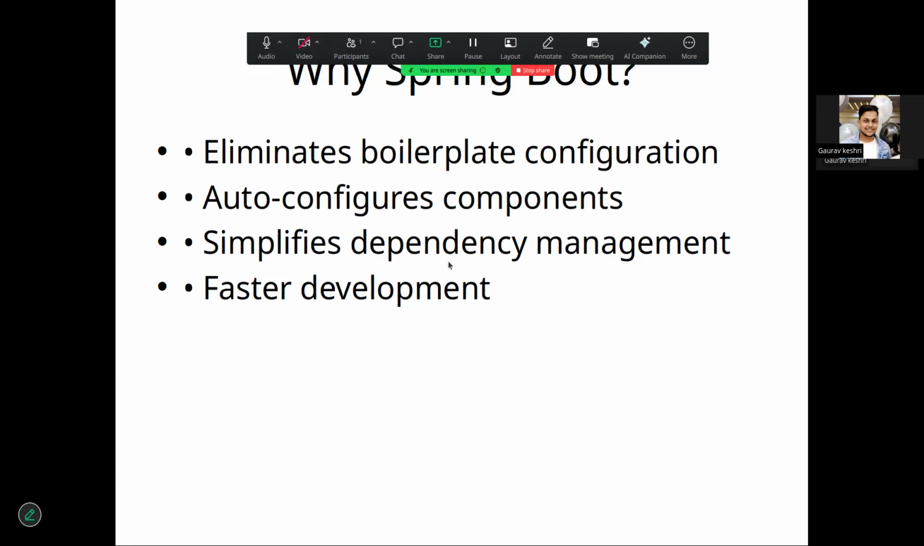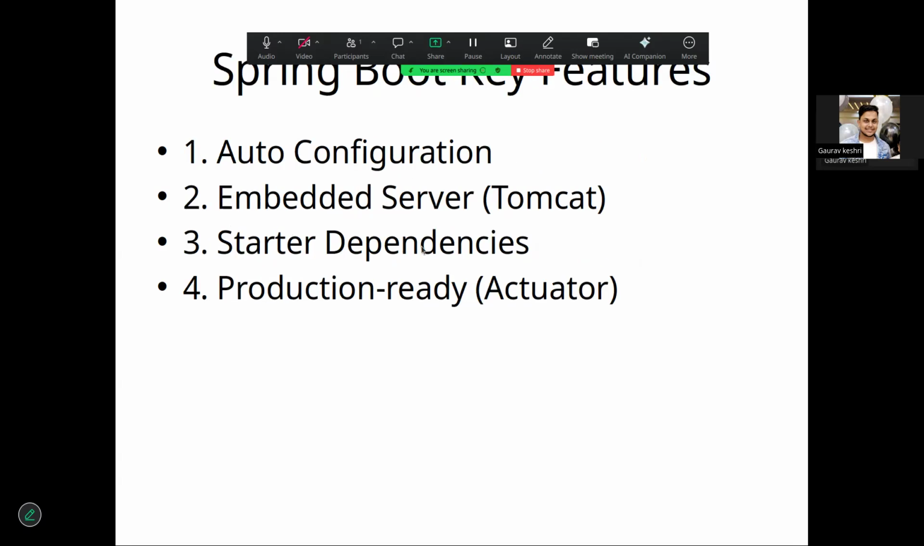So how do we achieve all this? Let's see the Spring Boot features. These are the Spring Boot features: auto configuration, embedded servers, starter dependencies, and production-ready actuators. So what are all these? Auto configuration gives you the boilerplate code containing all the Spring beans that are already created, so you don't have to create the beans that are required every time.